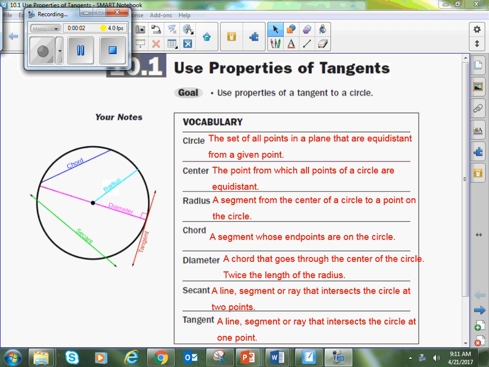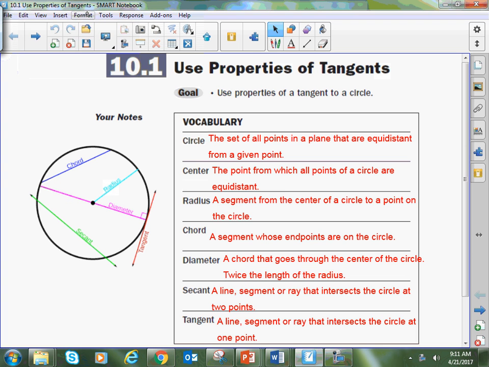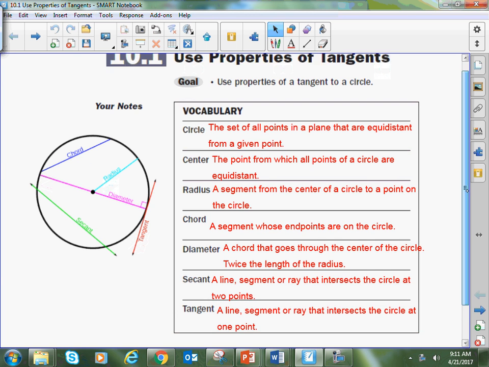Hey everybody, this is Mr. Piercy, and what we're going to be looking at in this video are some properties about tangent lines and how they relate to circles.